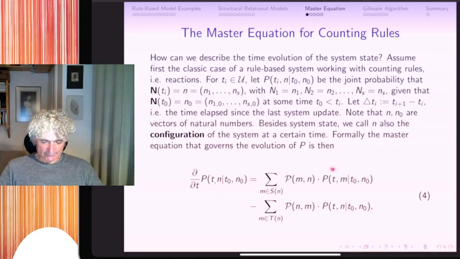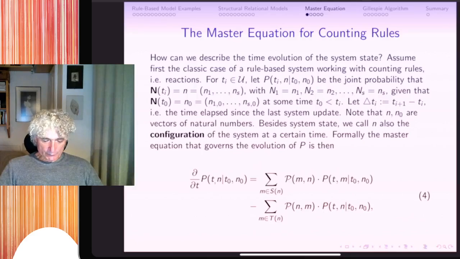So we have this joint probability that we are at m at time t, and at time t exactly we have then one of these transitions from m to n, and therefore we exactly arrive at a configuration n. So this is one possible path. Another path, of course, is that we actually go away from n.